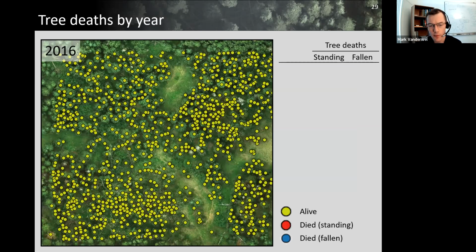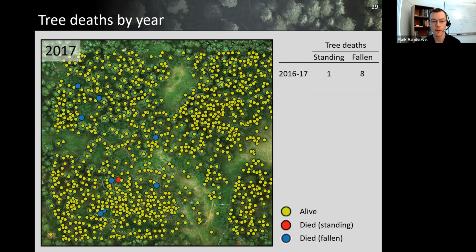So what we needed to do then was calculate the average mortality rate across each of the 50 sites that we've been monitoring. The way we do that is to identify each of the individual tree crowns from our canopy images. In this case, I've got all of the tree crowns that were alive in the first year, 2016, marked in yellow here. We can then look at the changes that occur from one year to the next and count the number of trees that have died in either a standing or a fallen position.